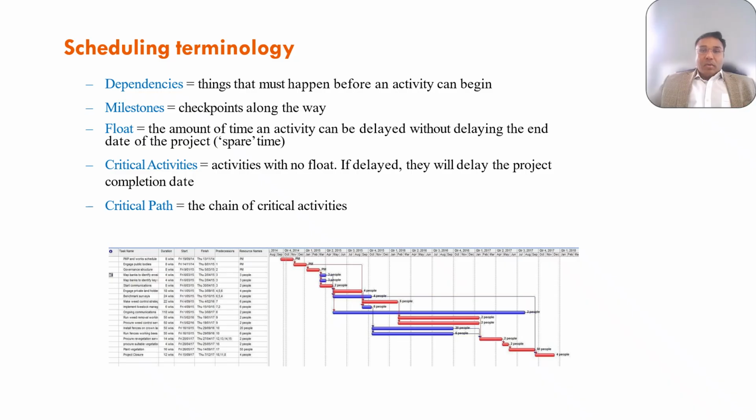Float means how much time you can wait to start another task. That's what the float is. And then the critical path, the longest path through the network determining the total project duration. We'll go through the critical path as we go further. Once we finish the project scheduling, we'll talk about the critical path method, and you'll understand how important the critical path method is to a project.